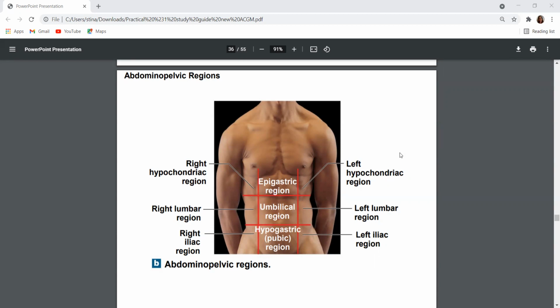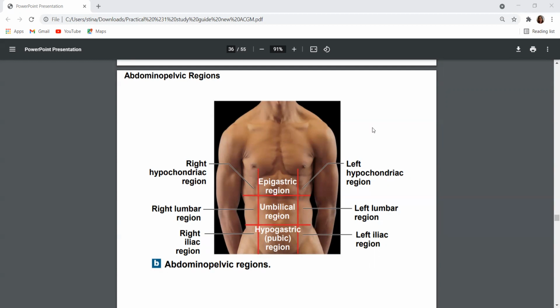Below your epigastric, if you're going down, this is going to be the region that's going to have your belly button. So this area is going to be called your umbilical region. And then below the umbilical will be your hypogastric. It's called hypogastric because it's sitting below the gastric or below the stomach area.